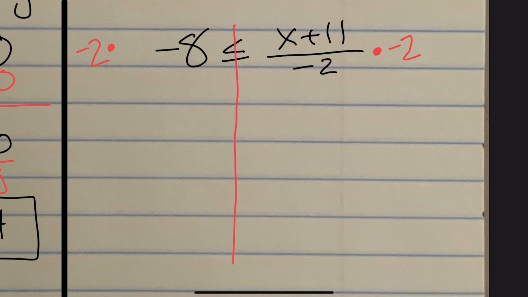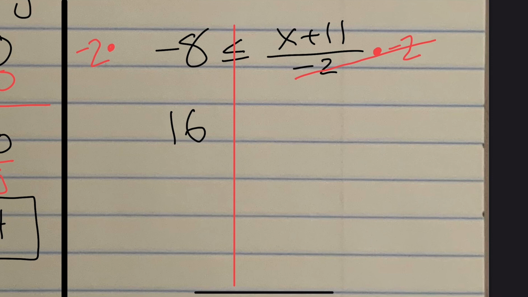So let me draw my line here so we can show the two different sides. We're going to end up canceling these two out immediately. You don't need to multiply your x or 11 by 2. That's not necessary. You're just going to make more work for yourself. So don't do that. Okay. So on the left side, we have negative 2 times negative 8. A negative times a negative is going to give me a positive. So that's going to be a positive 16.